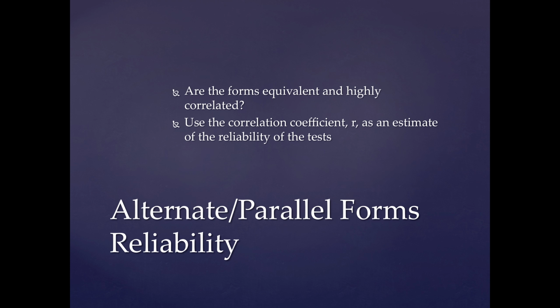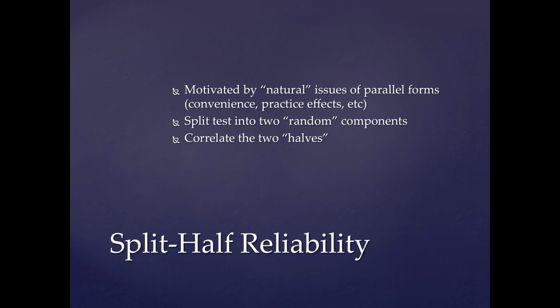Alternate or parallel forms reliability: are the forms equivalent and highly correlated? Just use the correlation coefficient as an estimate of the reliability here. So in other words, we have two different forms, and I do this a lot in my classes. I have Form A and Form B to minimize cheating, and I may need to assess the reliability. Are the responses consistent over Form A and Form B? That would be a situation where we'd have alternate or parallel forms reliability.